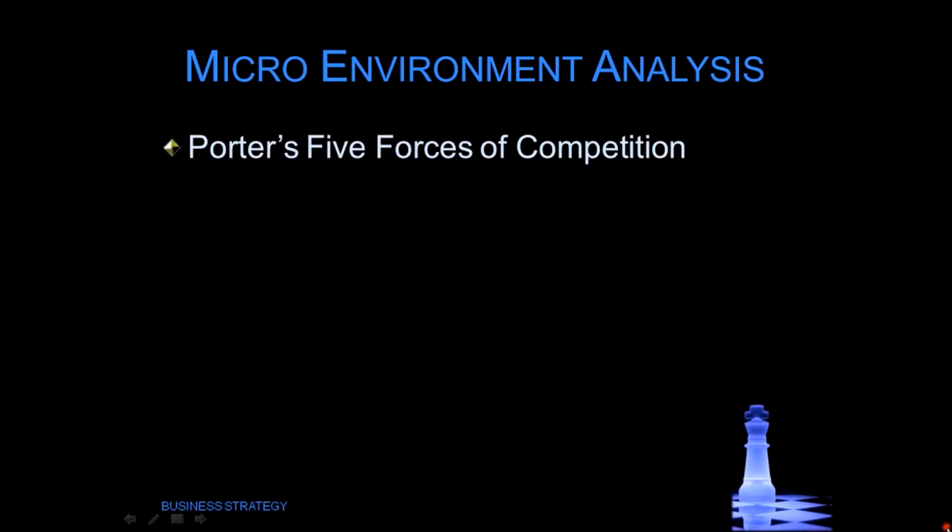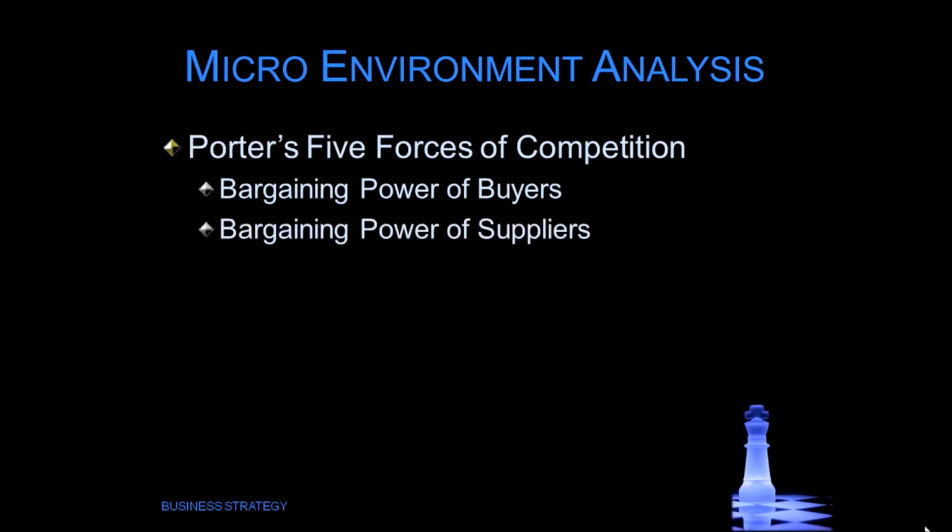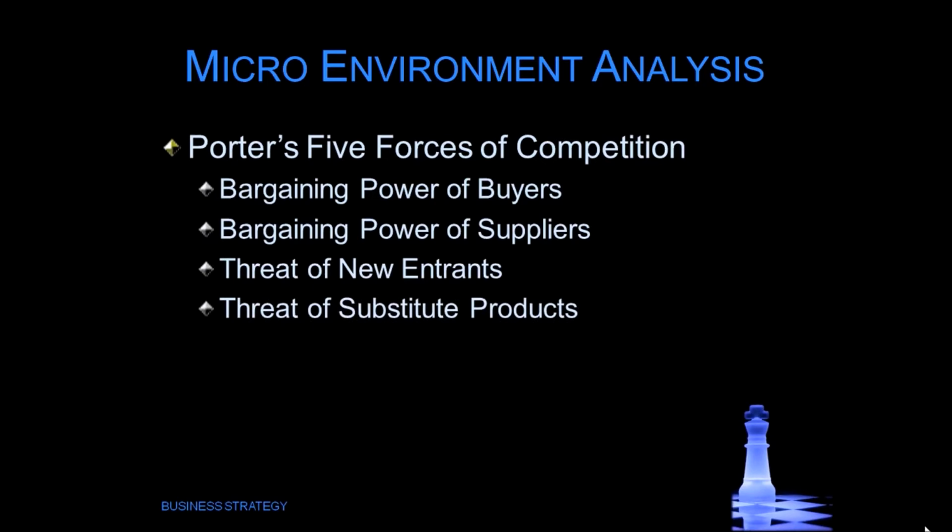The first one is the bargaining power of buyers. The bargaining power of buyers has to do with how much power your buyer has. The second one is the bargaining power of suppliers and how much power your suppliers have. The third is the threat of new entrants. The fourth is the threat of substitute products. And the fifth is the intensity of rivalry. And these all work together. I'll show you in just a second here.